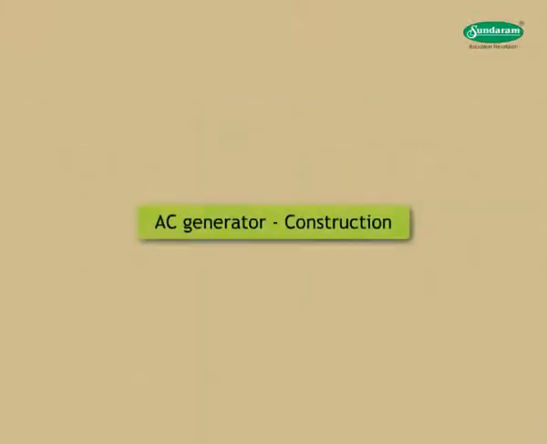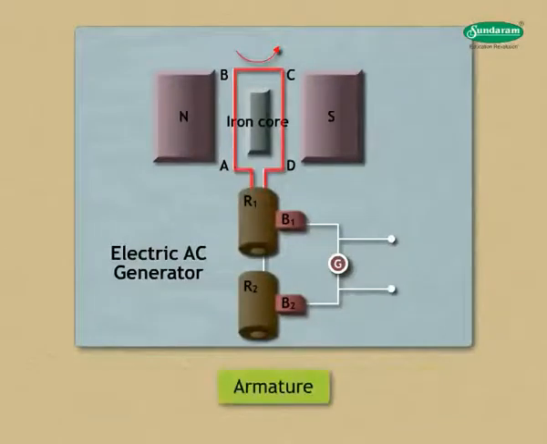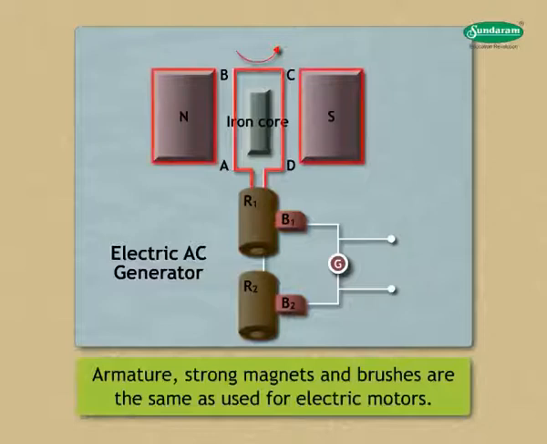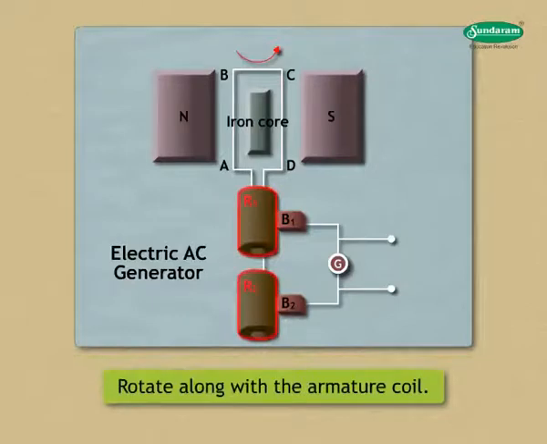AC generator construction. The main components of AC generator are as shown: armature, strong magnets, slip rings and brushes. Armature, strong magnets and brushes are the same as used for electric motors. Slip rings. The two ends of the armature coil are connected to two brass slip rings R1 and R2. These rings rotate along with the armature coil.